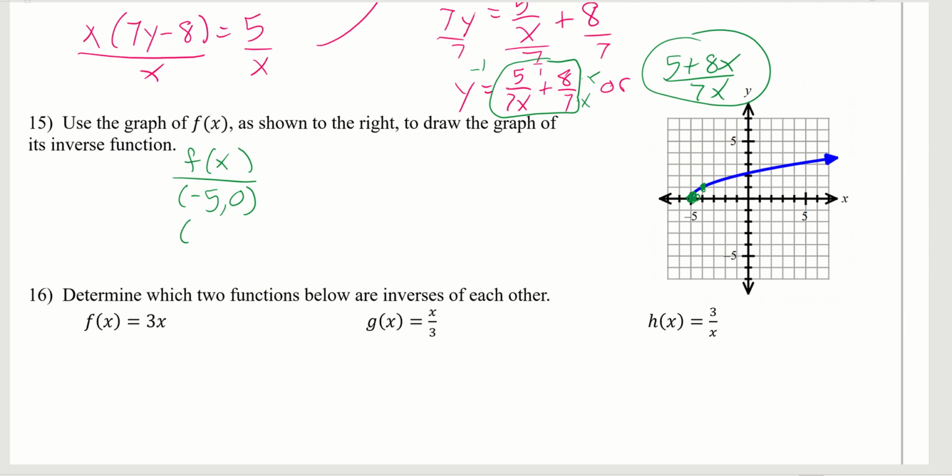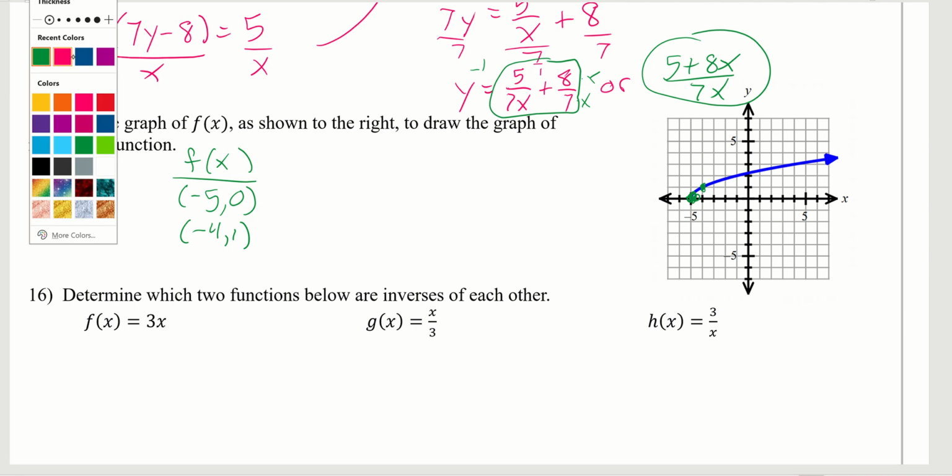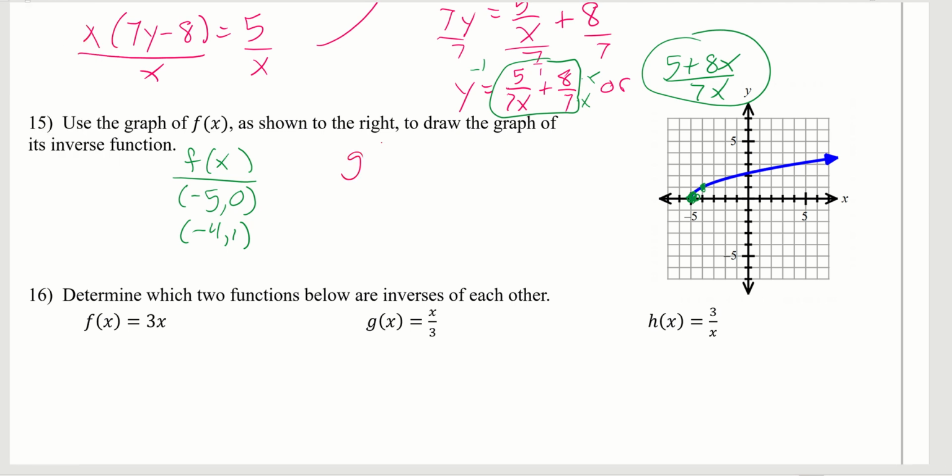So that's -4, 1. So now in order to find the inverse, you're going to literally just switch. I'll call it g of x, but you're just going to switch the x and y coordinates. So now I have 0, -5, and 1, -4. Plot those guys. So 0, -5, 1, -4. And it would look something like that. Okay.